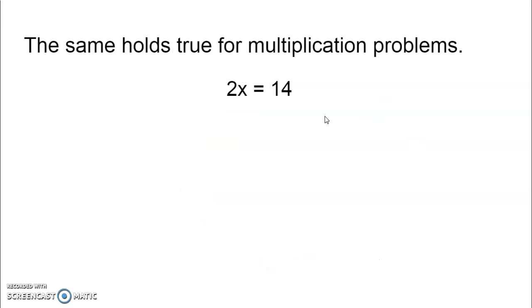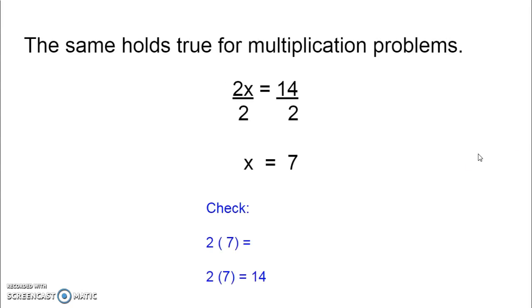The same holds true for multiplication problems. Right? Remember, when the number is next to the variable, it means to multiply. So if 2 times x is equal to 14, what does x have to be? Yeah, you got it. It's 7. Now again, you probably could have done that in your head, but in algebra, what we do is we divide. Again, think opposites. This is multiplication. The opposite of multiplication is division.